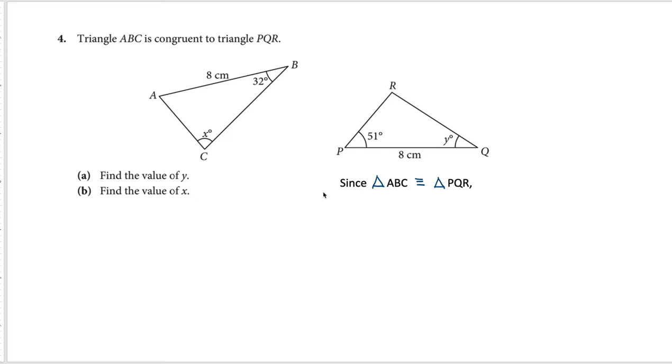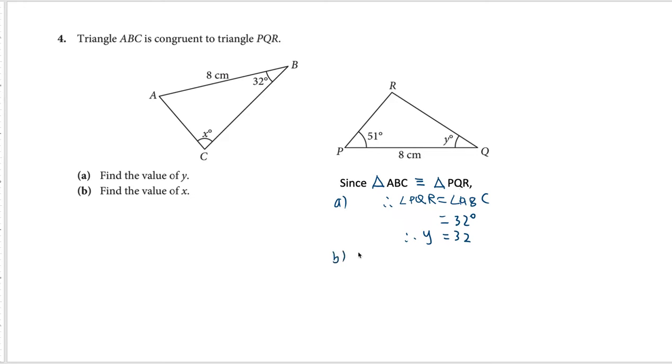Therefore, we can conclude that since the triangles are congruent, the angle at Q, which is PQR, is equal to the angle at B, which is ABC. And this is 32 degrees. Therefore, y equals 32. This is part A.